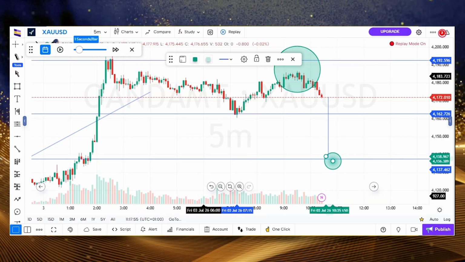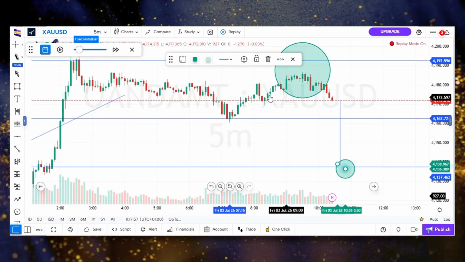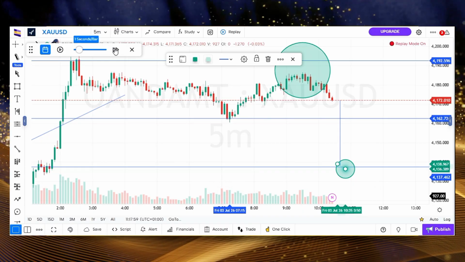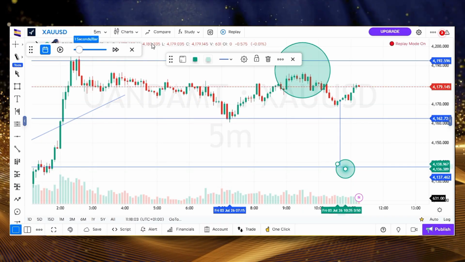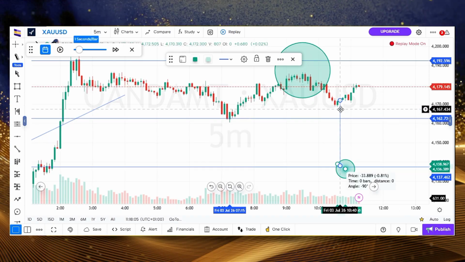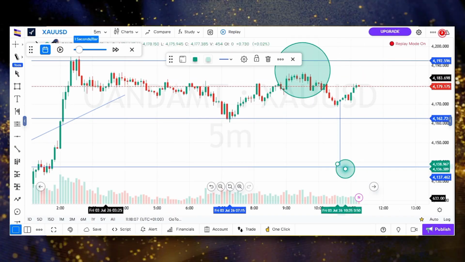So let's play price to see what price is actually going to do right here. Playing price, you could see price had to come to this level and then went back again all the way to that level. This is on 5 minutes.